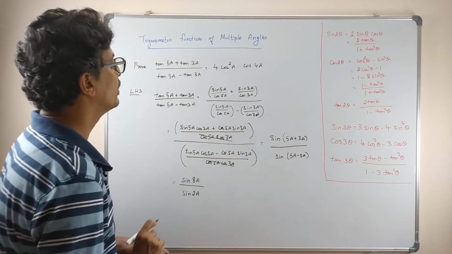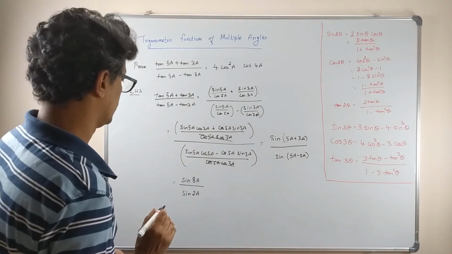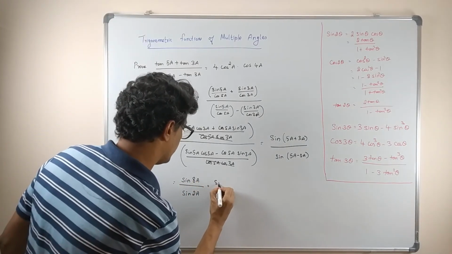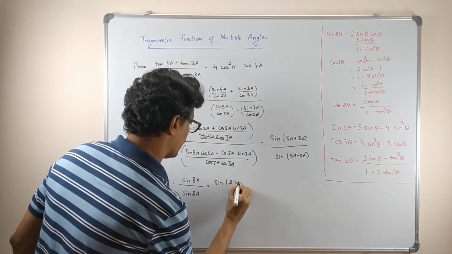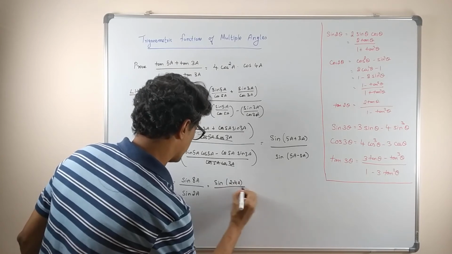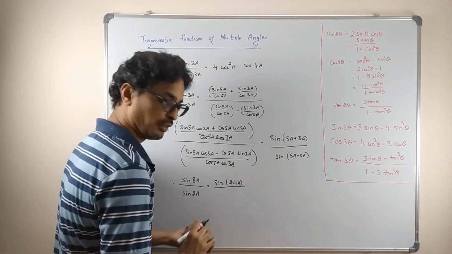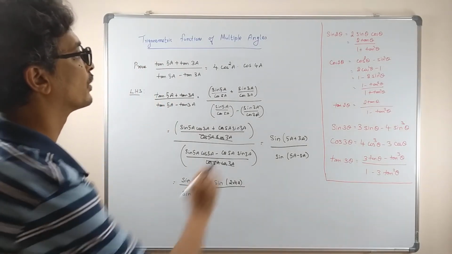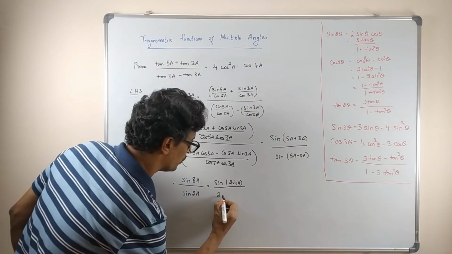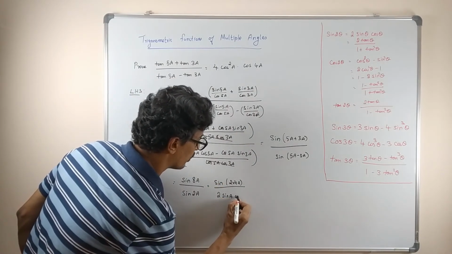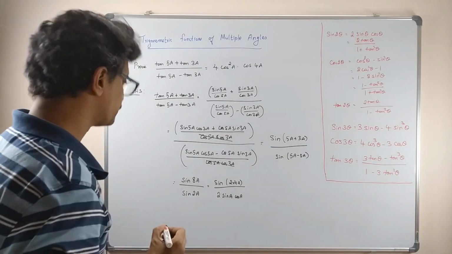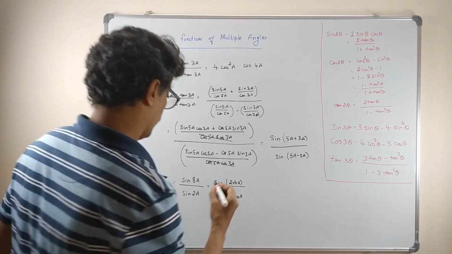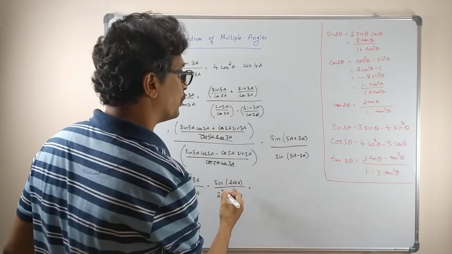What's the form we have to write? I guess we got the answer, isn't it? So sine 8a we can write as sine 2 into 4a, and sine 2a can be written as sine 2a only. Okay, so let us expand this in sine 2a. How will we expand? Let us do this one: 2 sine a cos a. Fine. And then sine 2 into 4a will be equal to what?